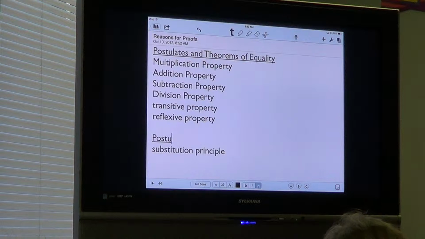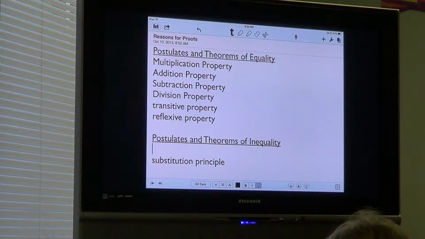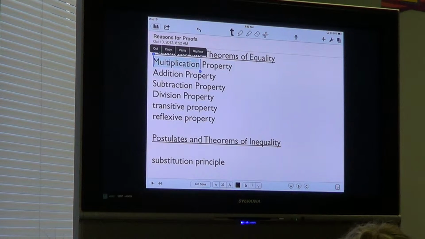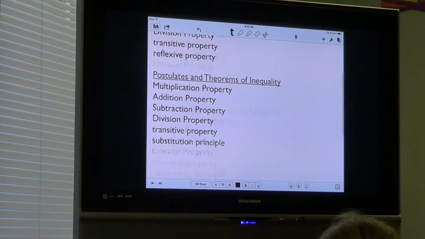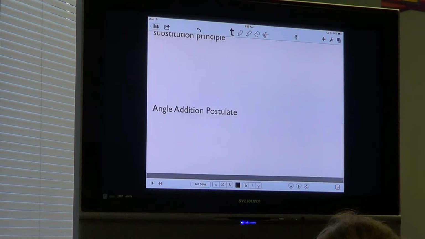Alright, and then we also have the postulates and theorems of inequality, which are all the same except for the reflexive property. Okay, what else? And then we have a substitution principle. So these are all the general ones, where it doesn't really matter what topic we're doing. These could be used in any topic, right? Is there any other ones that could be used in any topic that you can think of? Okay, so then let's talk about, we have the angle addition postulate.